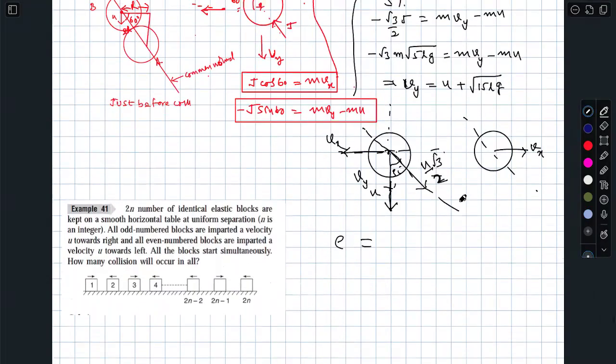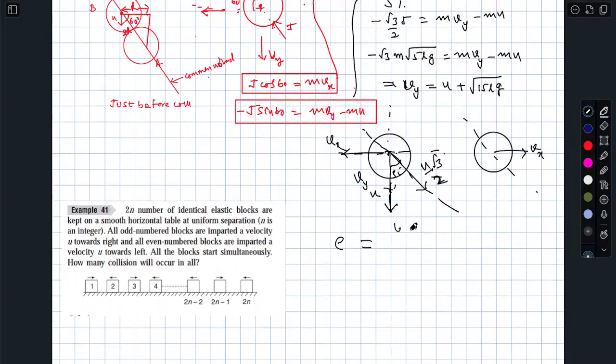E is relative velocity of separation. What is this angle? 60 degrees. Vx cos 60 plus, relative velocity, V2 minus V1. Minus Vy cos 30, minus Vx, this is 60 degrees.